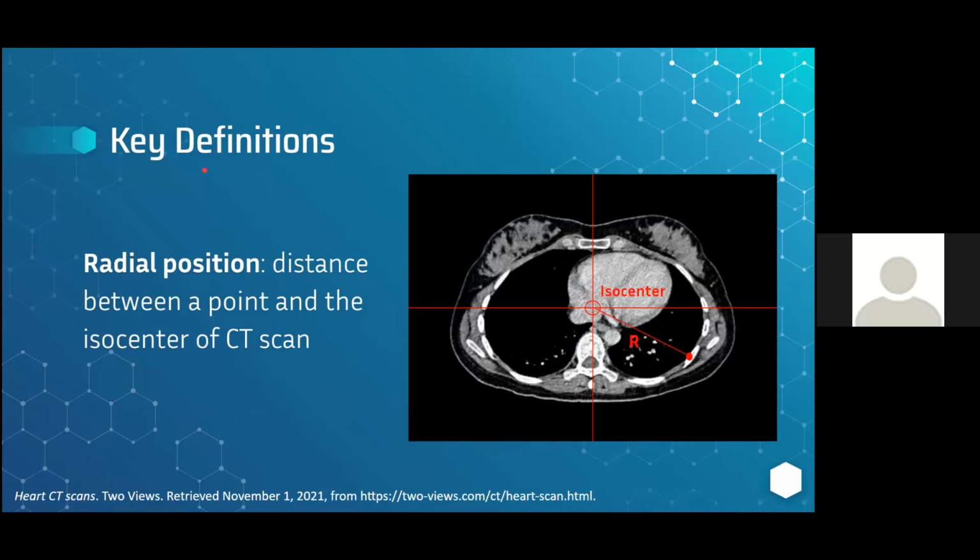It's also important to understand radial position, which is the coordinate system that we'll be using throughout this project. Radial position describes a point along a radius from the isocenter of the object.